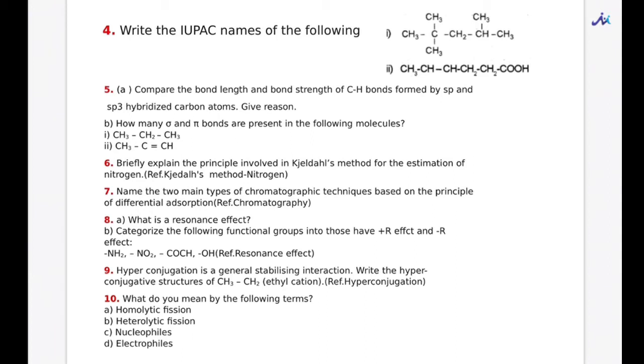Questions such as formation of carbanion, carbocation, and radicals and their stability repeatedly came in previous examinations.